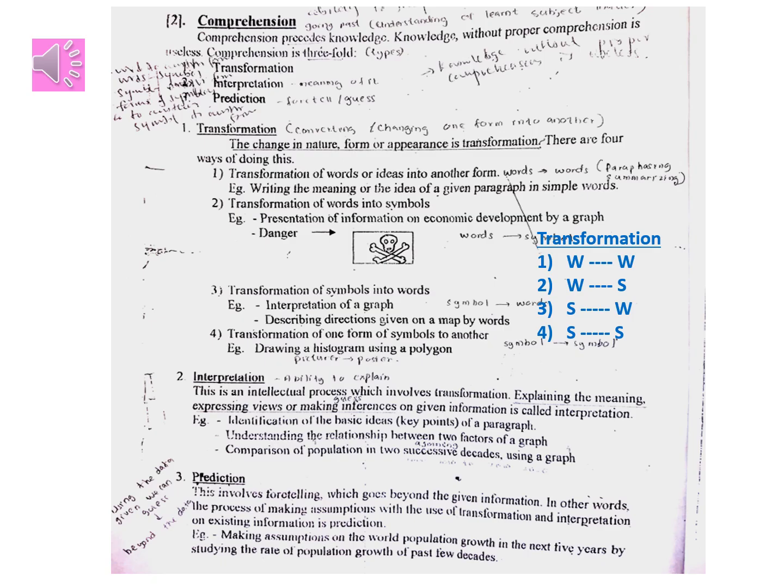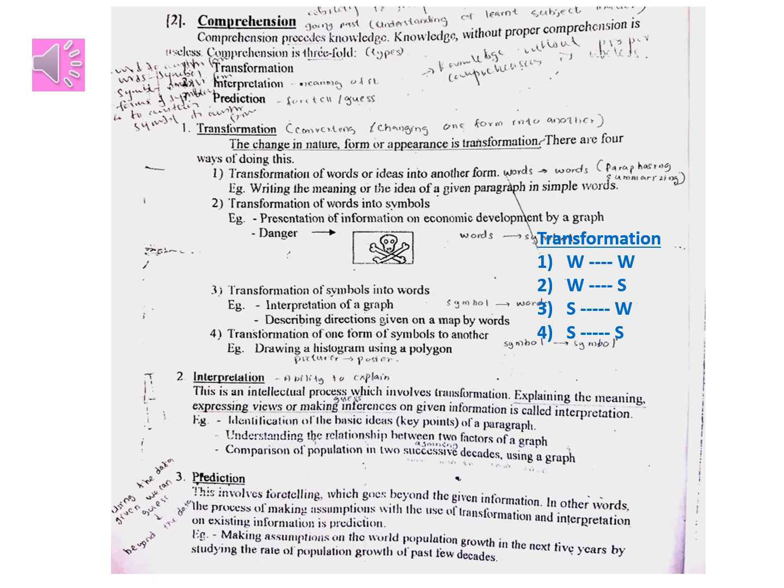Then words to symbols, symbols to words, symbols to symbols. So that we can say the student has understood the content, right? If he can transform what is given in 4 ways.